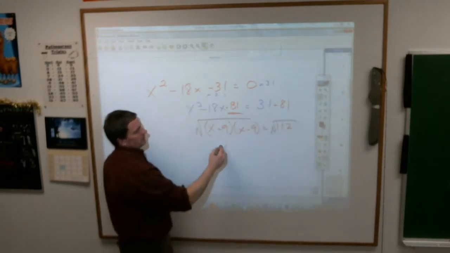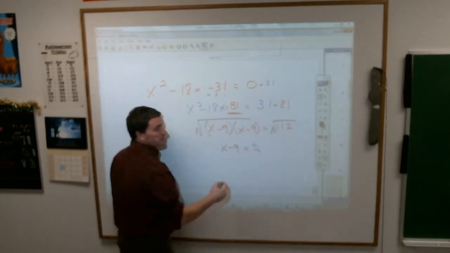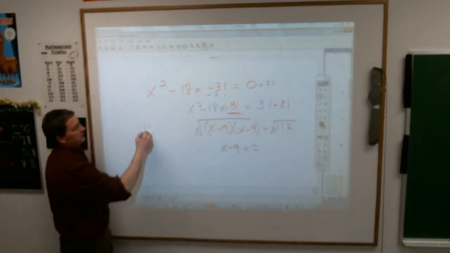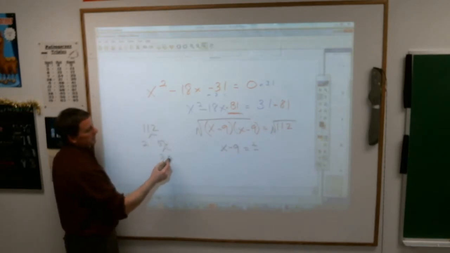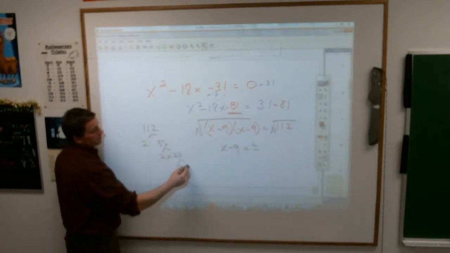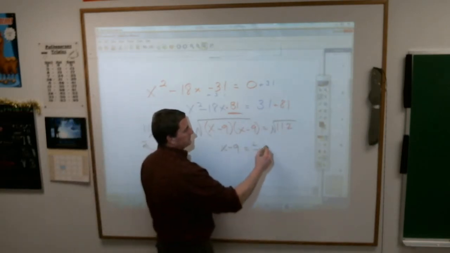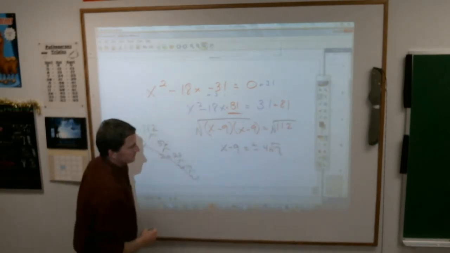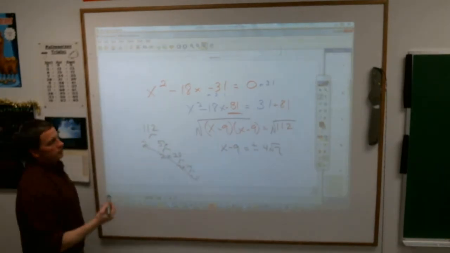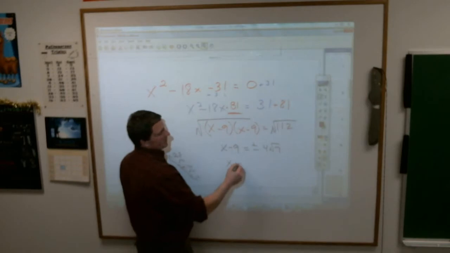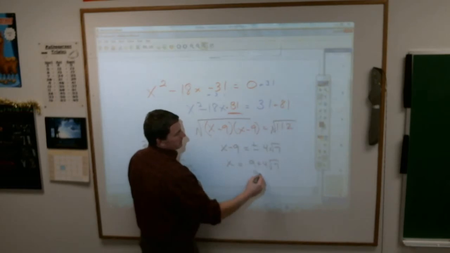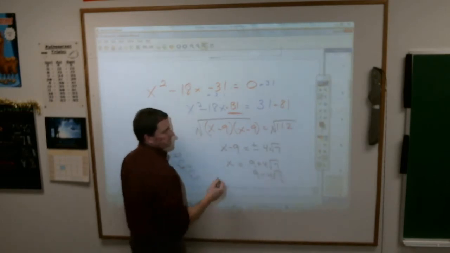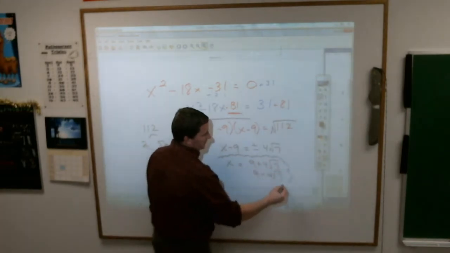Square root, x minus 9 equals plus or minus. Unfortunately, the square root of 112 looks like it can be broken down into 2 times 56, and 56 is 2 times 28, and that's 2 times 14, and that's 2 times 7. These are all square roots, so I'm guessing 4 times the square root of 7? Is that not right? Oh, you can. So your two answers are going to end up being x, add 9, so you get 9 plus 4 times the square root of 7, and 9 minus. I thought it was going to work out.